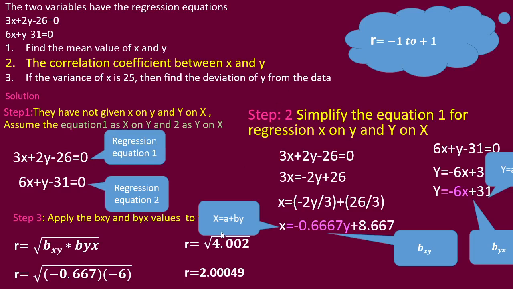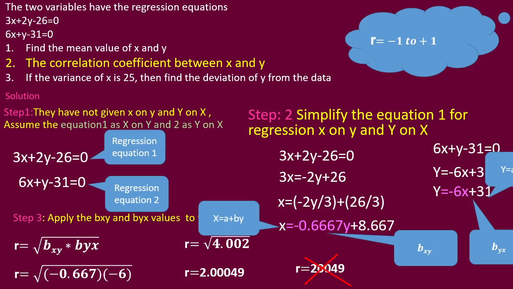But we got the value of R as 2.00049, the eighth mystery of the world. So it cannot be possible. So we have to reject this answer.